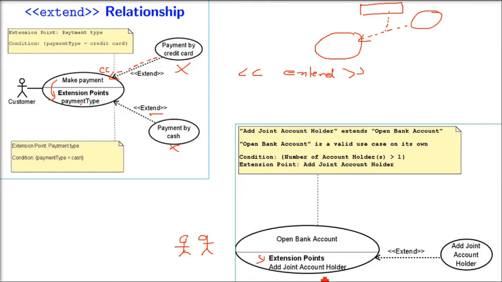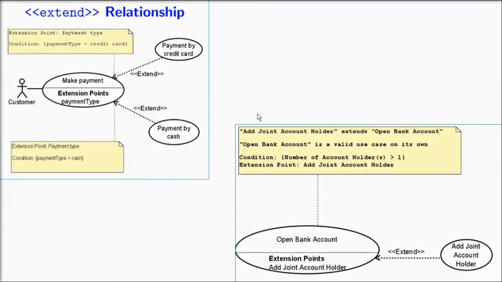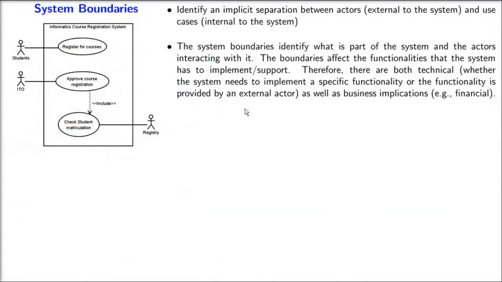So there is an extension point which says add joint account holder. So when you go and ask specifically for the add joint account holder, then only it will be called, otherwise not.